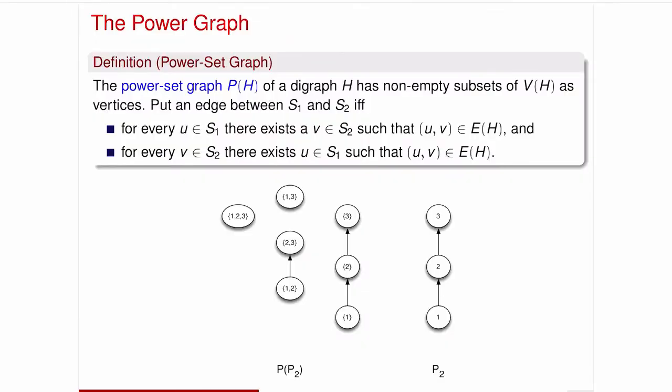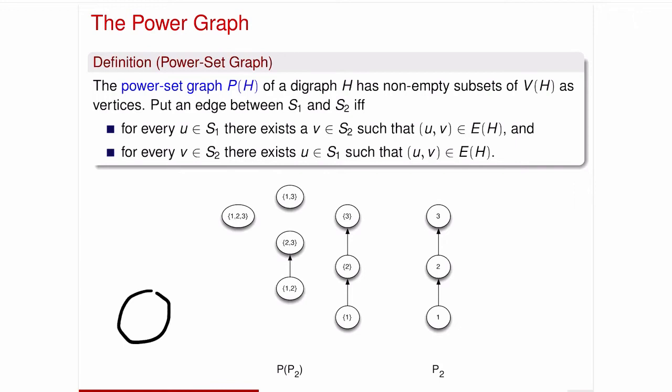The key tool to understand the power of the arc consistency procedure is the power graph, or the Powerset graph. It's defined for every digraph H, and the vertices of the Powerset graph for H is the set of non-empty subsets of the vertices of H. We put an edge if and only if the following condition holds.